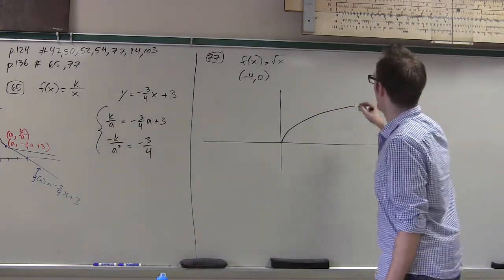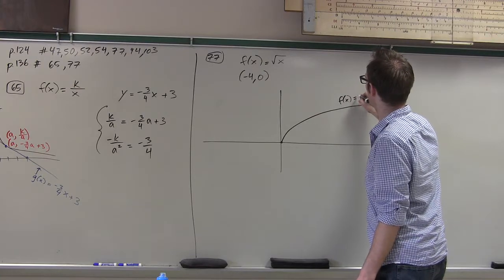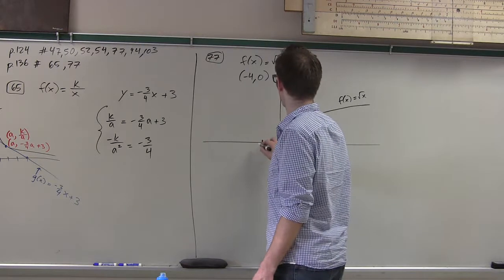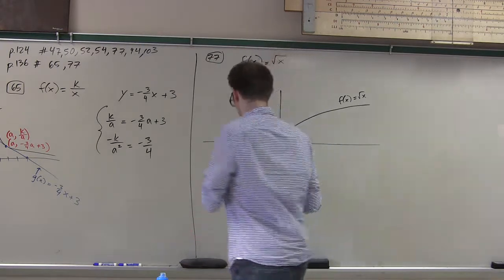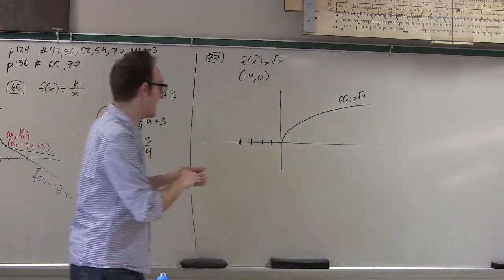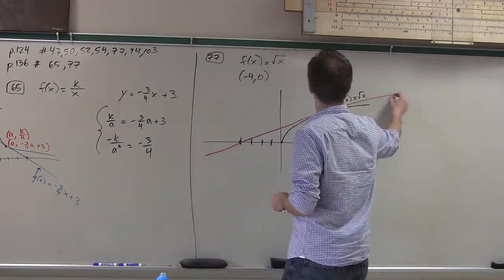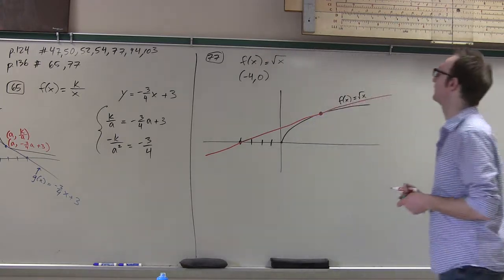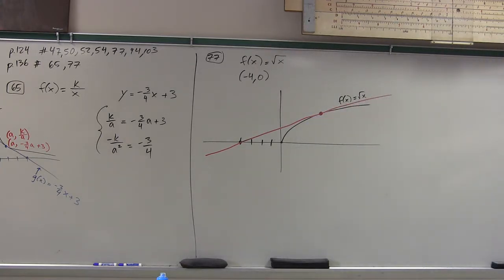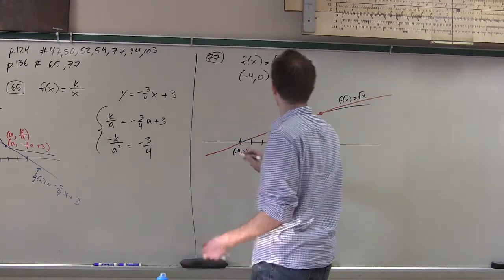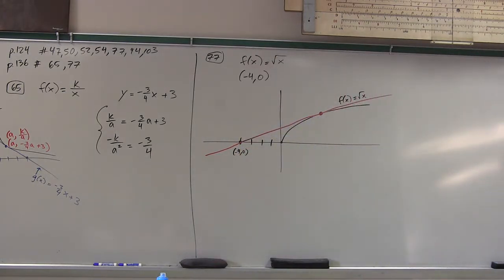So here is my function, f of x equals root x. And I have some point negative 4, 0. So that's over here. And there is a line which is tangent to this function through that point, negative 4, 0. And I need to figure out, I think they wanted the equation of the line, right? Is that right? Okay, how do we do it?